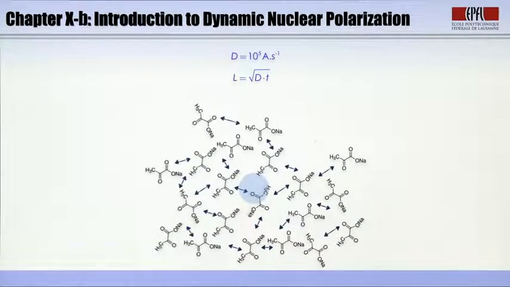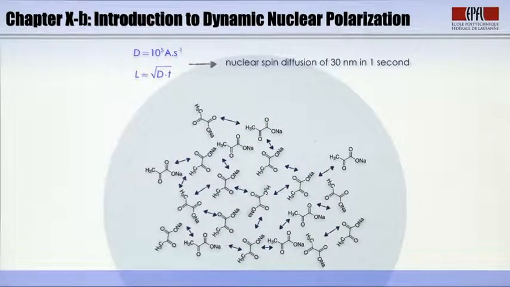This spin diffusion process is characterized by a diffusion constant, and in a static solid at low temperature, this diffusion constant is about 10 to the 5 angstrom squared per second, so that the length that the polarization can travel is proportional to the square root of D times the time. That means that if you wait about a second, your nuclear spin diffusion might lead you to the transportation of your polarization over typically tens of nanometers.